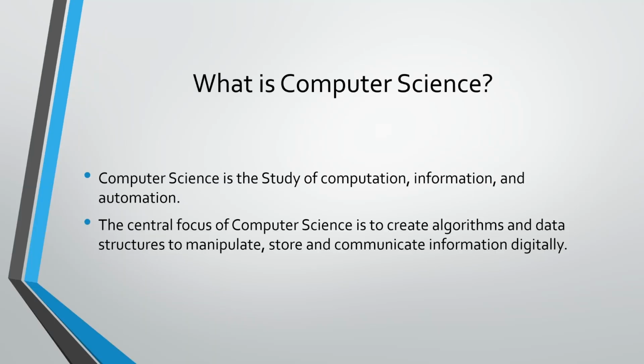So what is computer science? Well, computer science is the study of computation, information, and automation. The central focus of computer science is to create algorithms and data structures to manipulate, store, and communicate information digitally. Jobs in computer science would be programmers, developers, database administrators, software engineers, web developers.